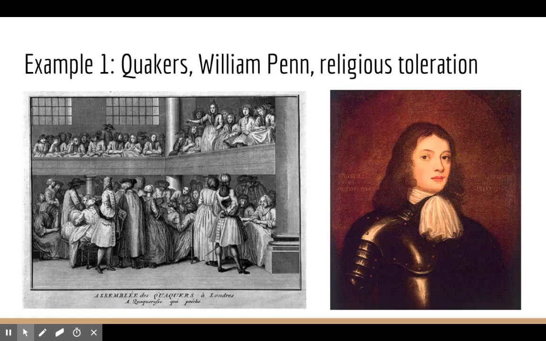created Pennsylvania for this reason. This became a colony of tolerance. William Penn's dad was very close to the King of England, and so William Penn, the son, was given land to form a colony for these dissenters, these Quakers.